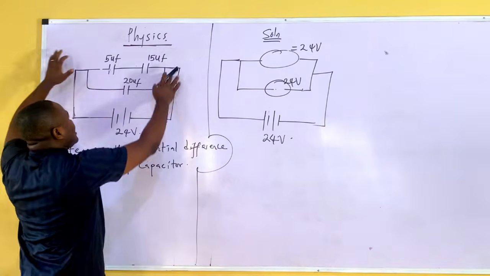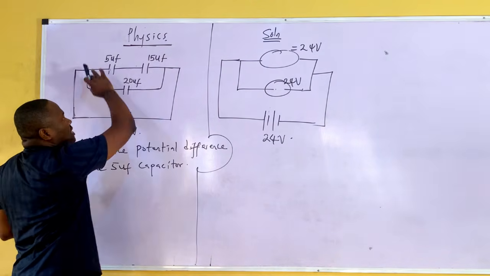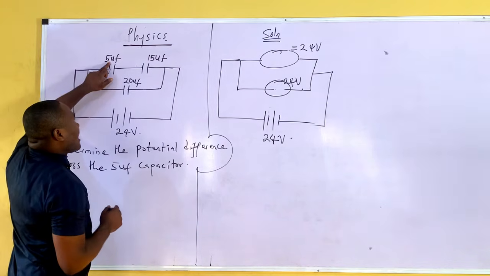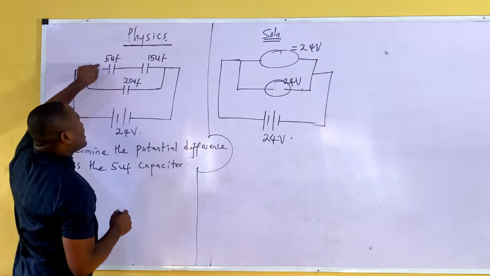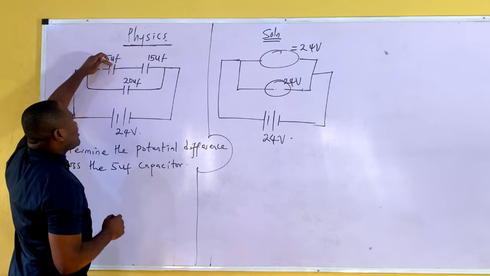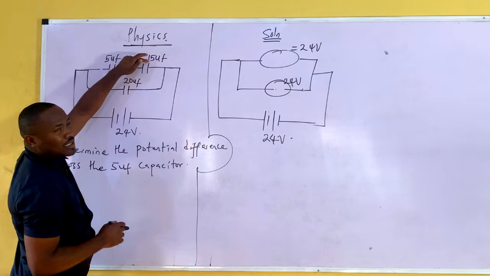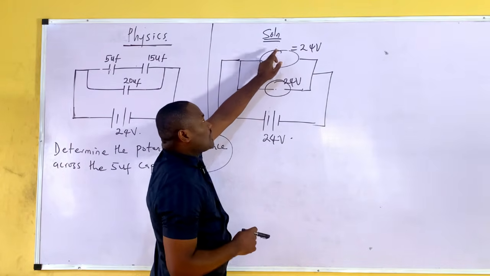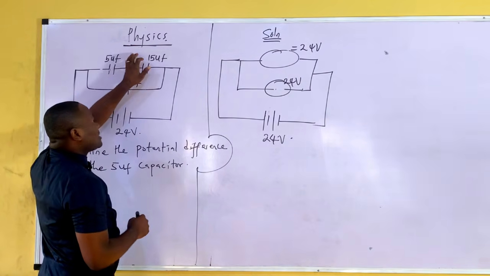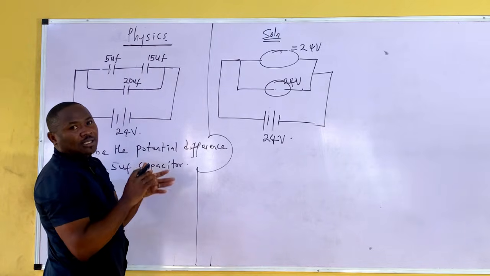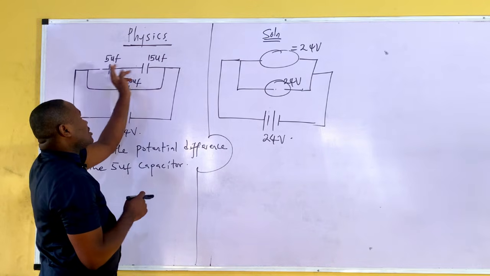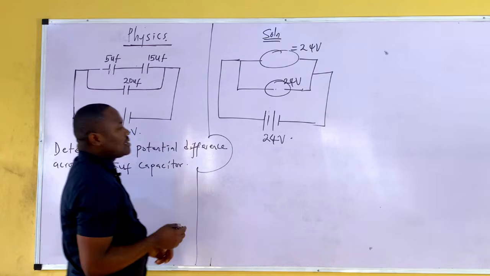I will now first determine the total capacitance because I have 5 and 15 and they are in series. So I will determine what is the total capacitance because I know their total voltage already. So I will get their total capacitance. Then when I get their total capacitance, I can get their total charge. Then I can get the voltage in each of them. Now let's see that now.